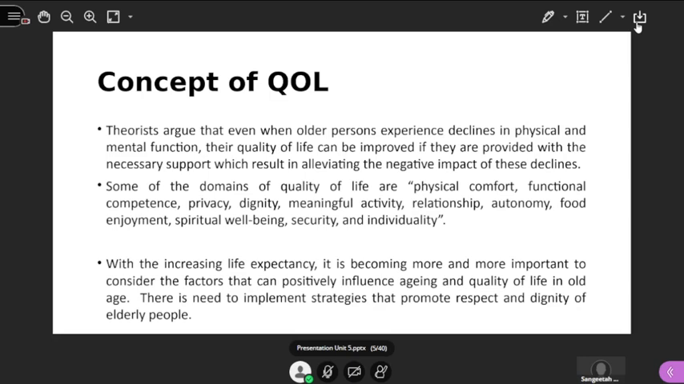With the increasing life expectancy, it is becoming more and more important to consider the factors that can positively influence aging and quality of life in old age. There is a need to implement strategies that promote respect and dignity of elderly people.